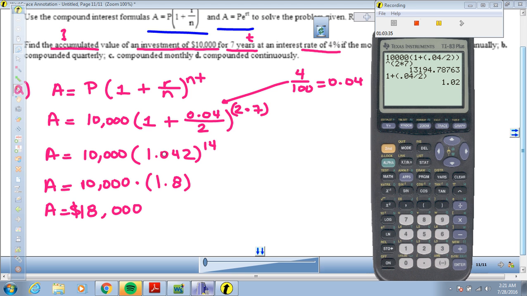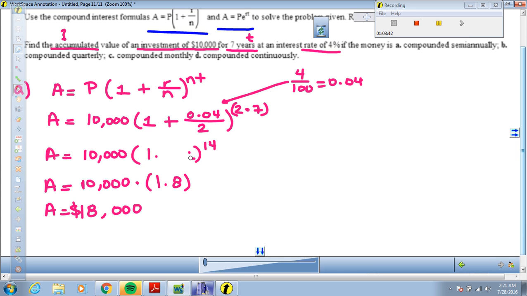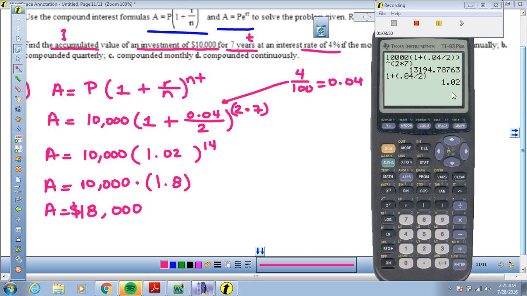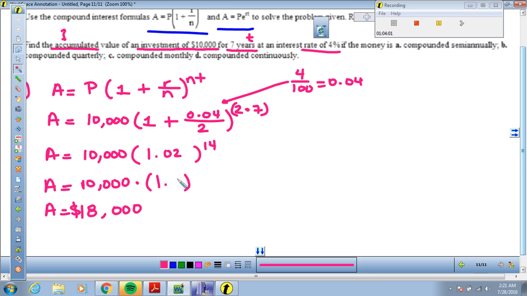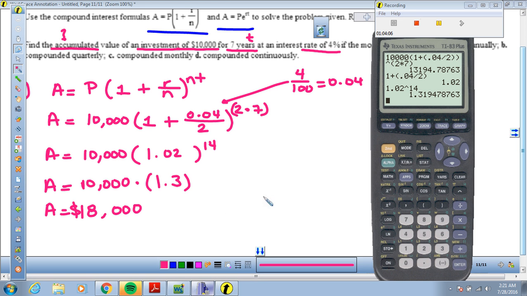This is 1.02, not 1.042. 1.02, you can see that here. So when you raise that number to the 14th power, this is not 1.8. If we round to 1 decimal place again, it's 1.3. So yeah, it makes more sense now. When I do 10,000 times 1.3, that's 13,000.